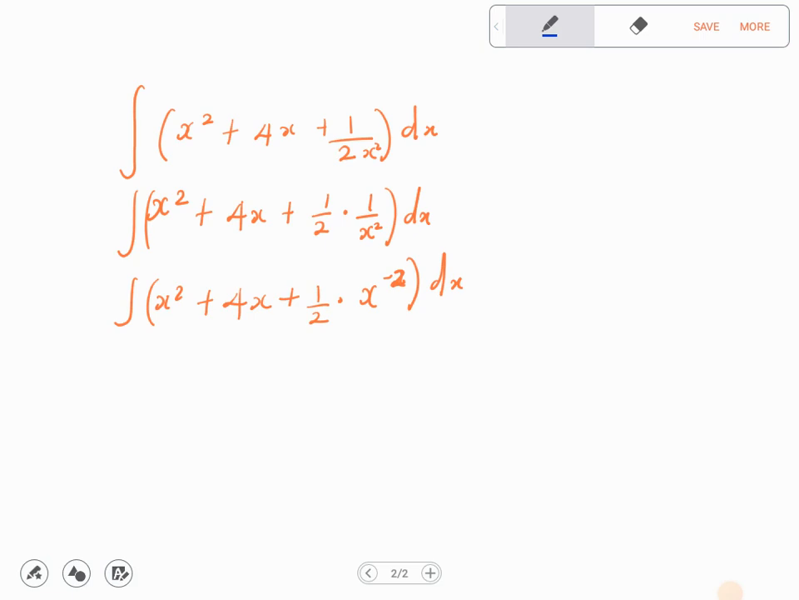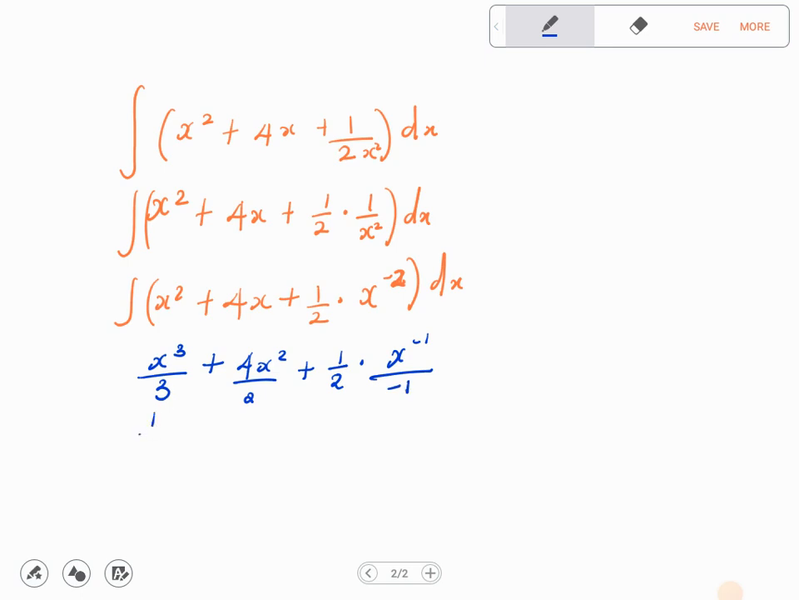Okay, now proceed. So integrating this one, we are going to have x to the power 3 over 3 plus 4x squared over 2 plus the constant remains the way it is. Then this one will increase the power by 1, then we divide by the new power. So what is negative 2 plus 1? It will be negative 1. So it will be x to the power negative 1. We divide by the new power negative 1.